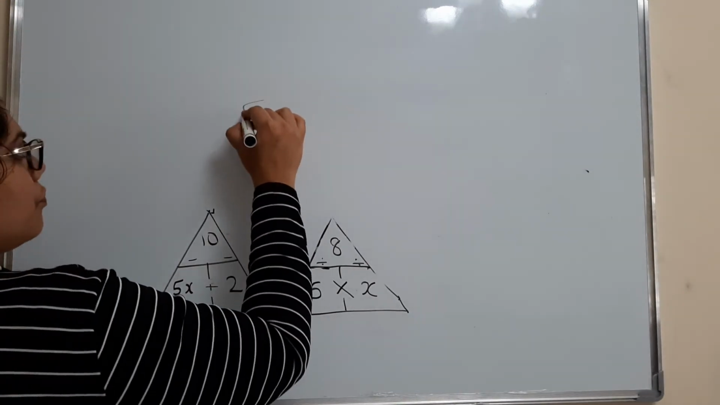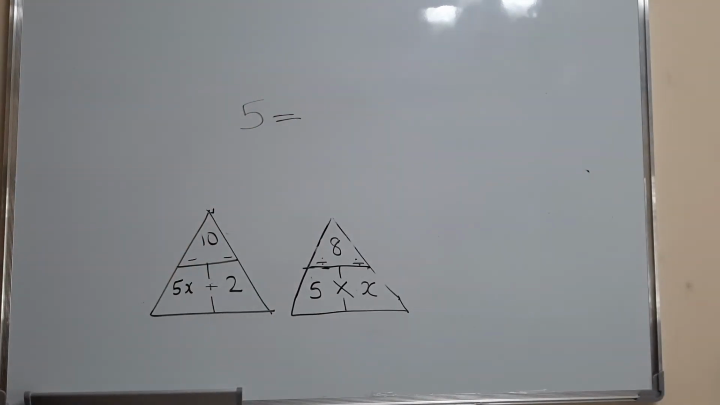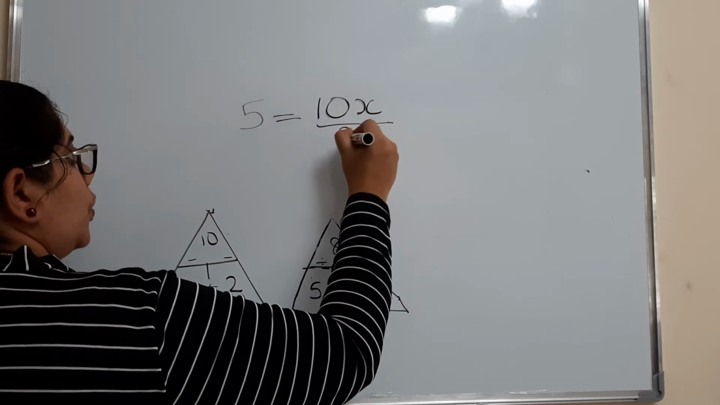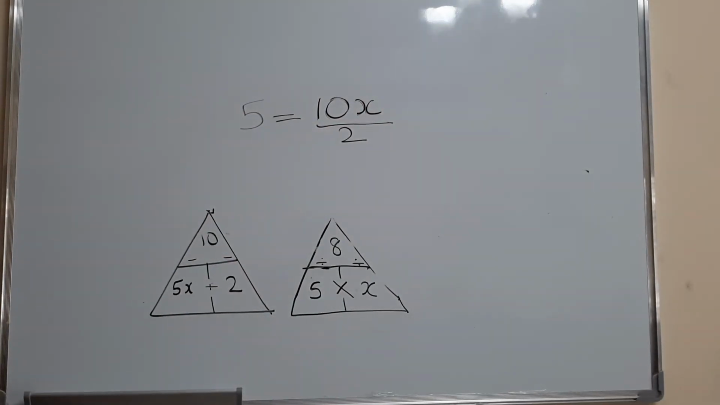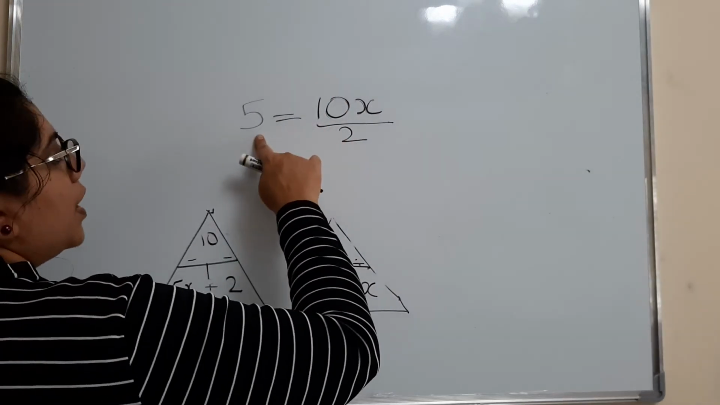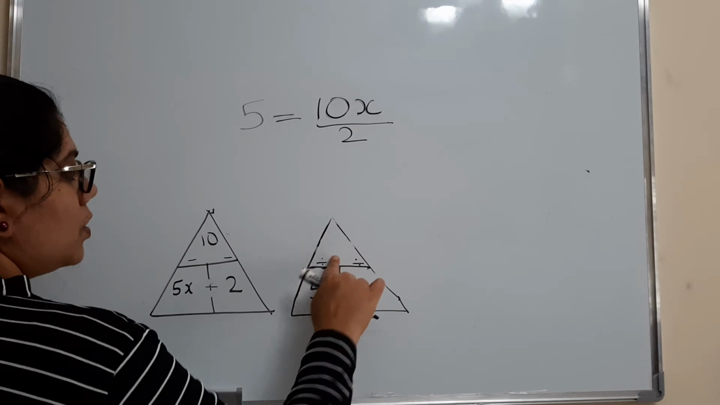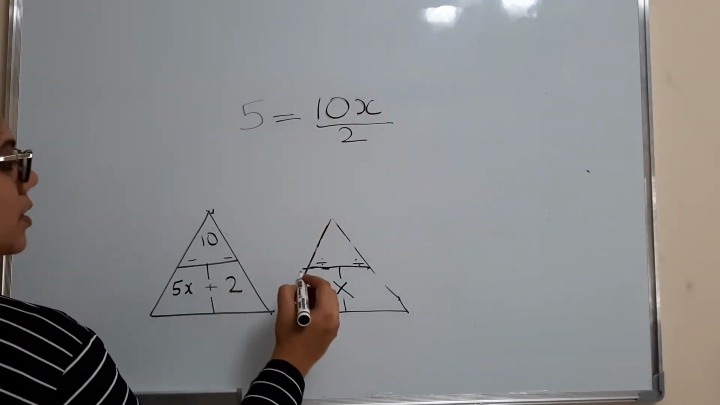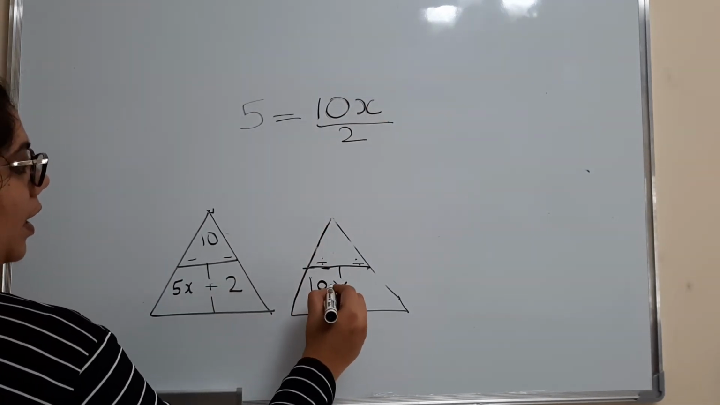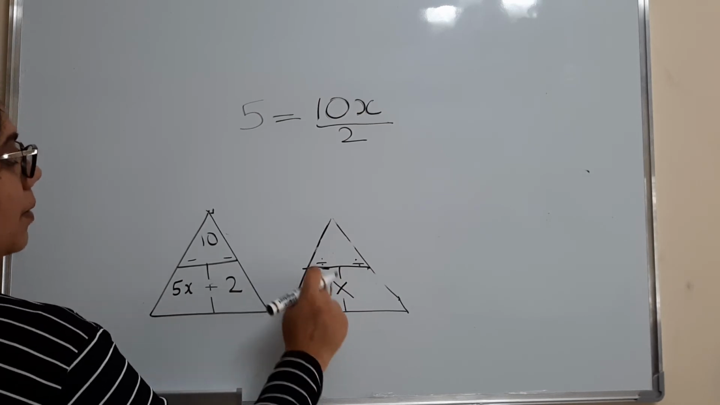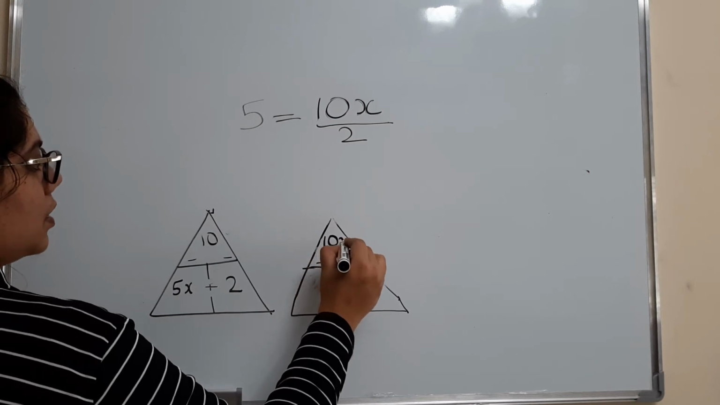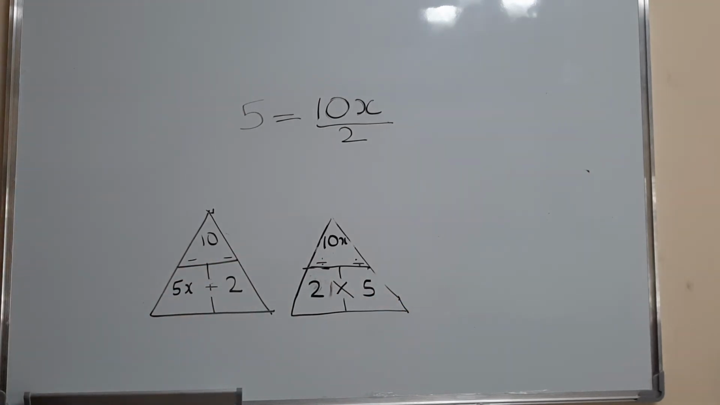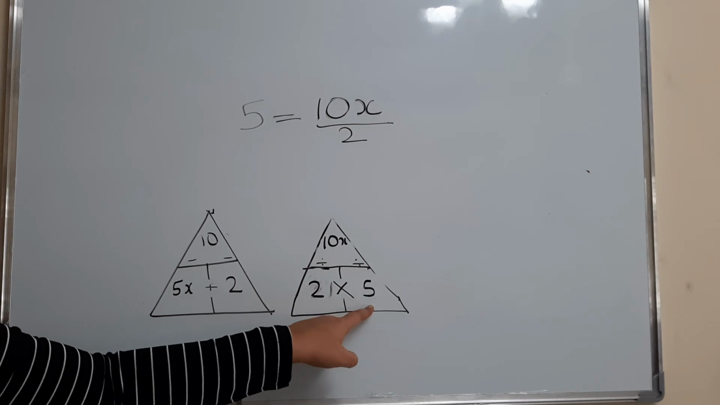Next, 5 is equal to 10x divided by 2. Okay, next step, complication we can take. So here 5 is equal to 10x divided by 2. So here multiplication and division only, so we can use this. So 10x divided by 2 is equal to 5, right? 10x divided by 2 is equal to 5.